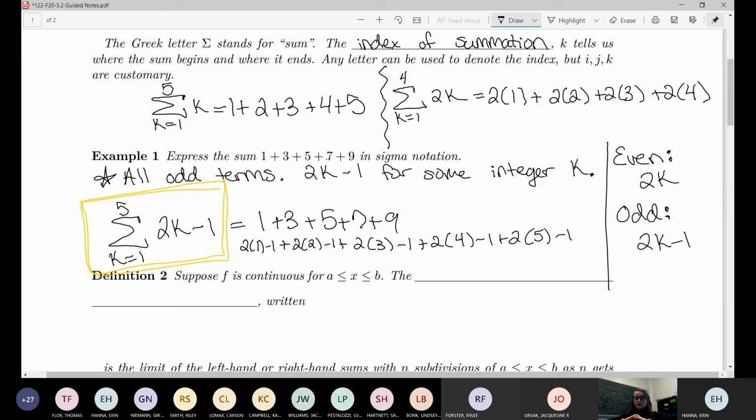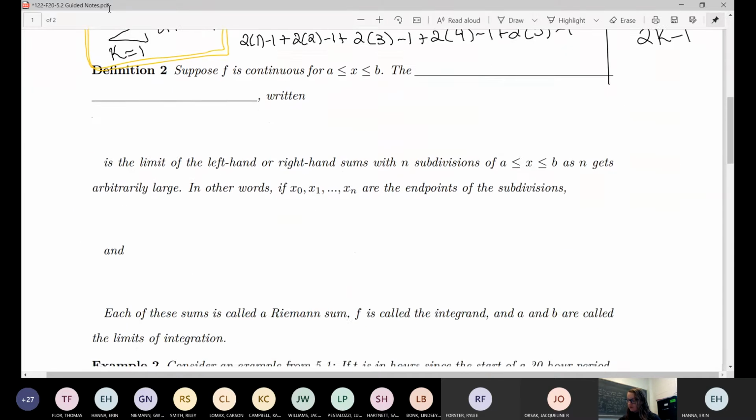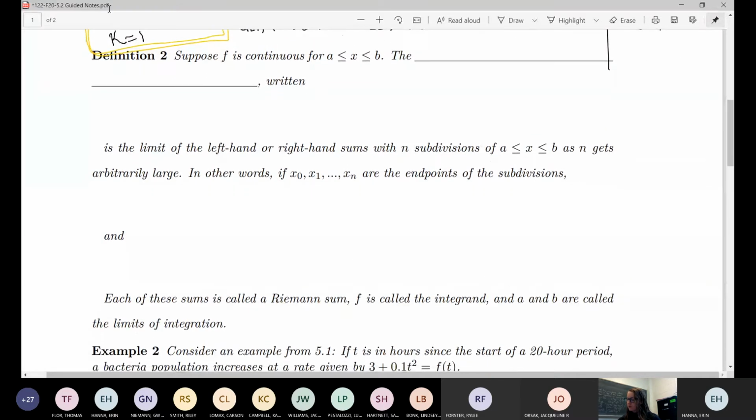Okay. So we're essentially at the definition that we needed that sigma notation idea to build up to. Now, I will say that this is probably one of the grosser looking definitions we'll ever see. So if you ever want to freak anybody out, just give them the definition of a definite integral.